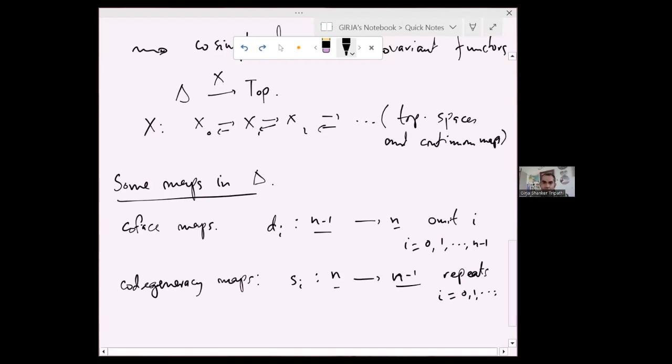Sir, I had a question. For these coface maps, would not this i range from 0 to n? Otherwise, we are losing the nth face, right? Let me define and then we see. There is a reason why we call them faces. Let me try to remember. No, I think that's correct. Let me write them and then I give you an example. I think these indices are correct the way they go.